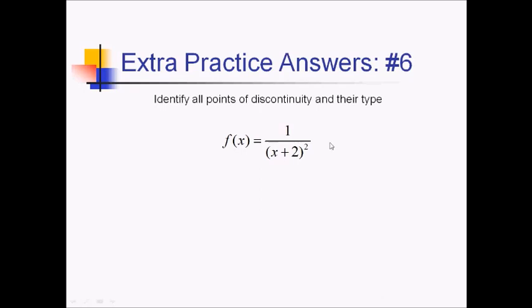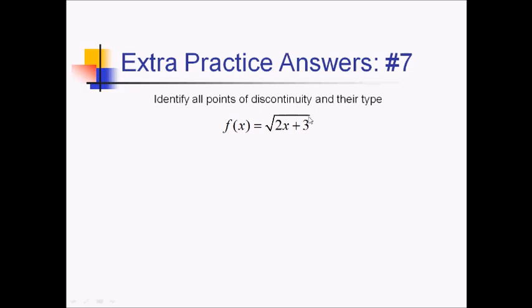For this problem, we're trying to find discontinuities and what type they are. Since this is a rational function, we're on the lookout for holes and asymptotes. I have an x plus 2 in the denominator. If I turn x into -2, I'm going to be dividing by 0. Since I can't get rid of that factor down there, this is going to be an infinite discontinuity at x equals -2.